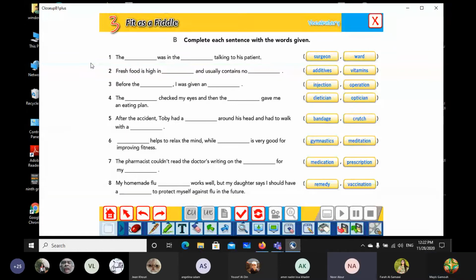The surgeon was in the ward talking to his patient. Thank you. The one who will answer, I need an explanation. So, you said the surgeon. What is the meaning of surgeon, Nour, in English? The doctor who does surgeries. Thank you. And what about the ward? A place in the hospital. Thank you. So let's check if your answer is correct.